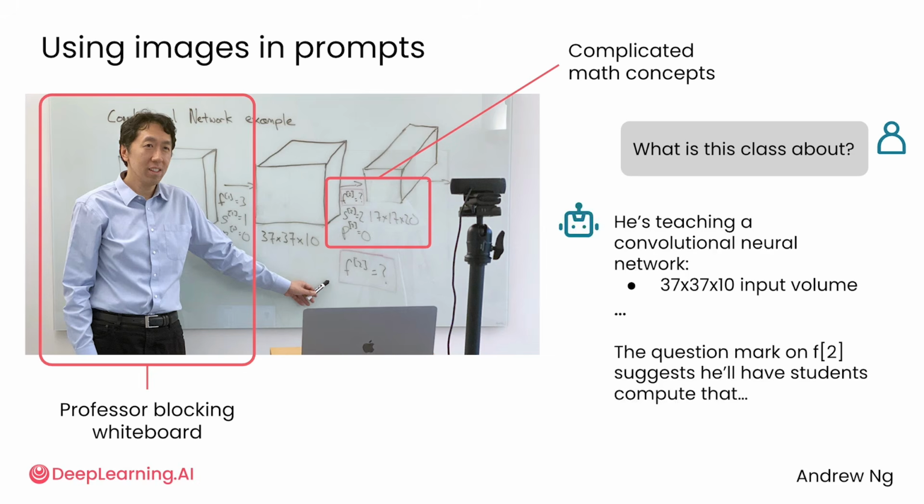He's teaching a convolutional neural network, and the neat thing is my head is blocking the word convolutional, but it knows from this picture that I'm teaching about a specific AI technique called a convolutional neural network. And it's extracted some facts about what I'm drawing, and also has some good guesses about what I might ask students to do next. So it's able to make a pretty smart interpretation of this image.